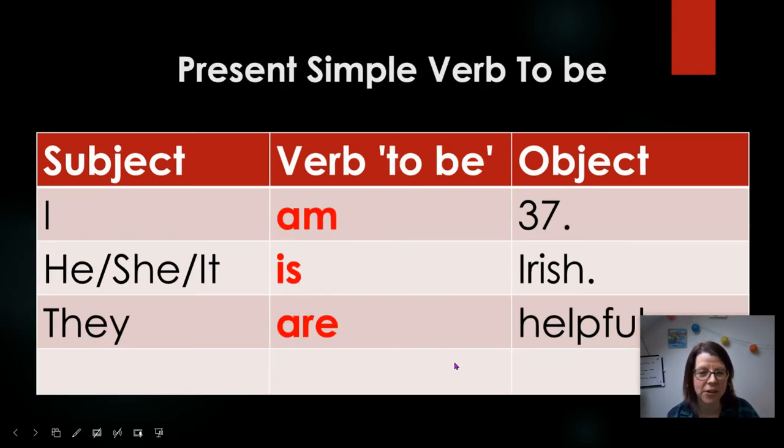Okay, so let's have another look. Now we're looking at the present simple verb to be. And the verb to be is an irregular verb, which means it changes. So we need to learn this one separately and try and remember how it is formed.